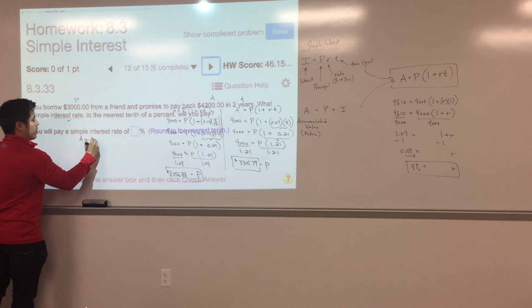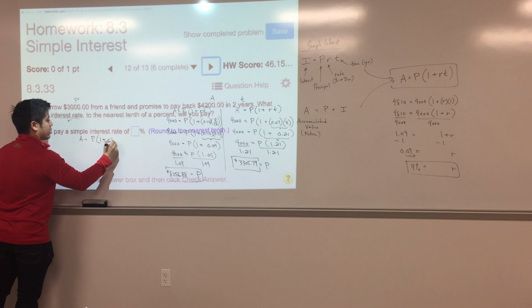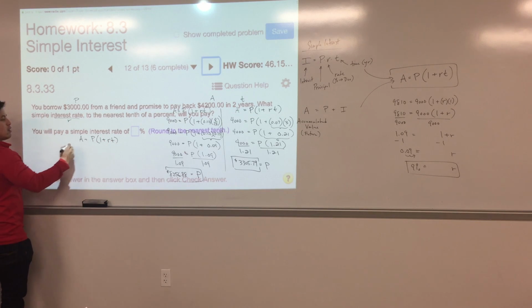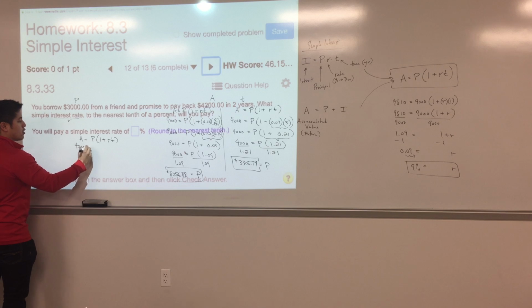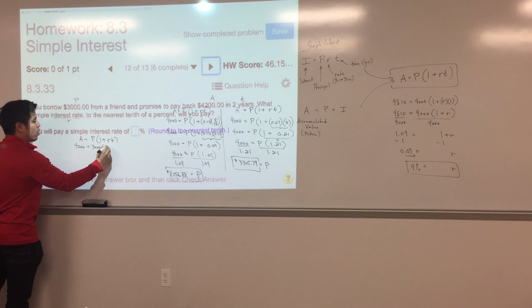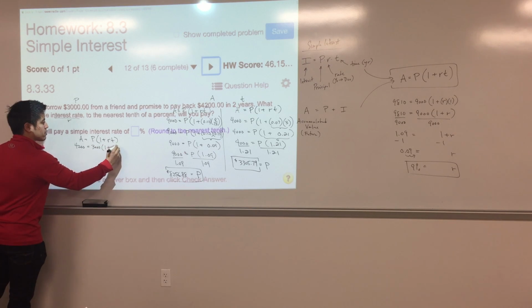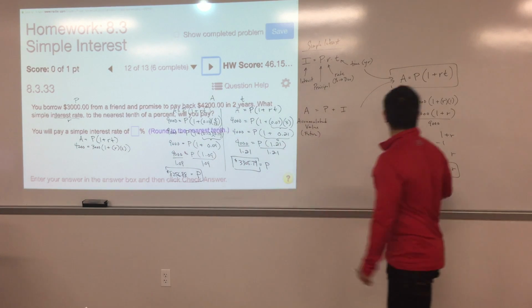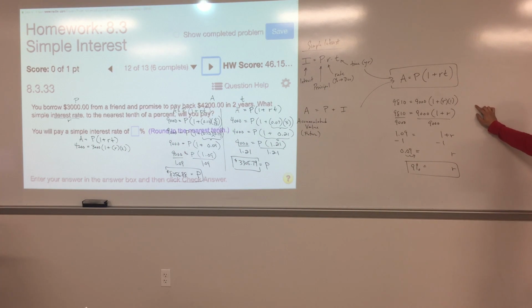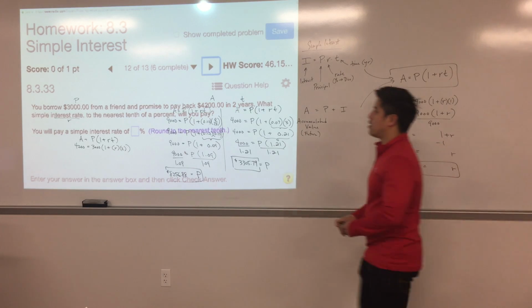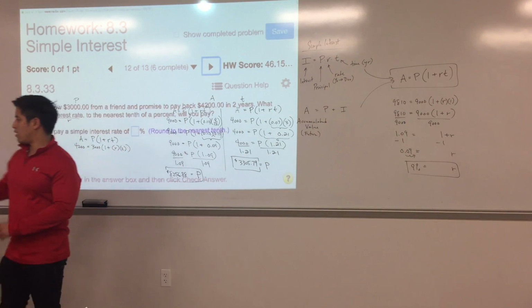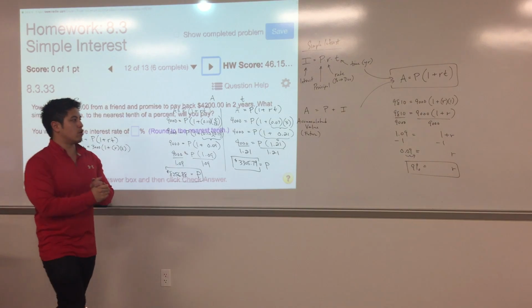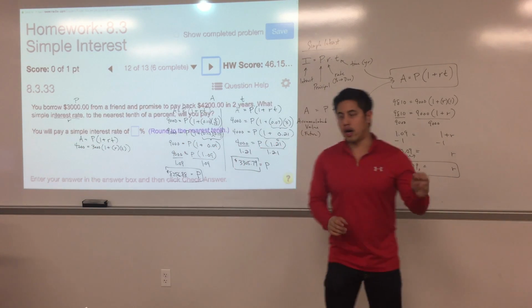So, using our formula, A equals P times 1 plus RT. What is A? Accumulated value, 4,200. What's P? Principal, 3,000. 1 plus, what's the rate? Do we know it? No. What's the time? 2. Have we done a problem like this already? Yeah, sure we have. Right here. Does that make sense? And you could go solve that using this. Now you have all the tools to be successful. Everybody got that?